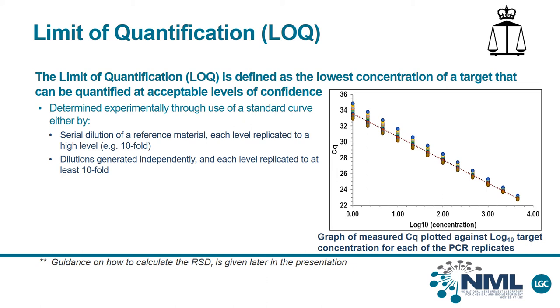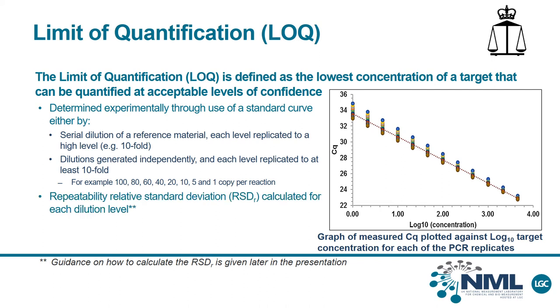With either option, it is recommended that the range of target concentrations to be analysed should be low. As a rough guide, a range of target concentrations from 100 copies to a single copy per PCR reaction should be used. The repeatability relative standard deviation should be calculated for each level of target analysed. Guidance on how to calculate the repeatability relative standard deviation is given later in the presentation.